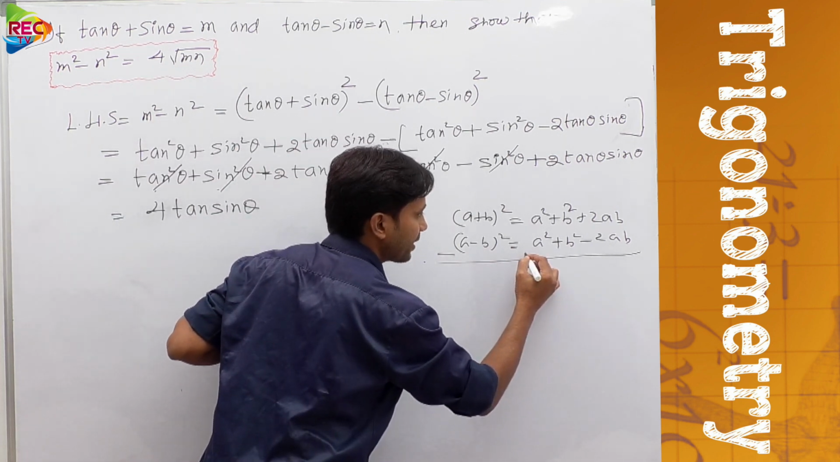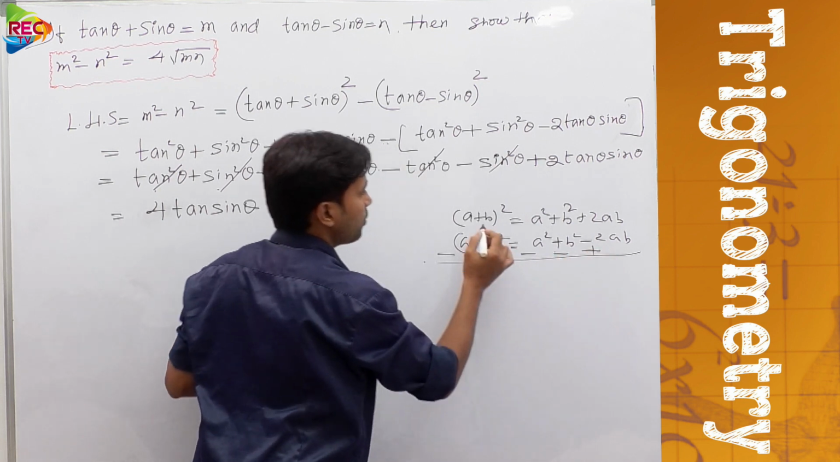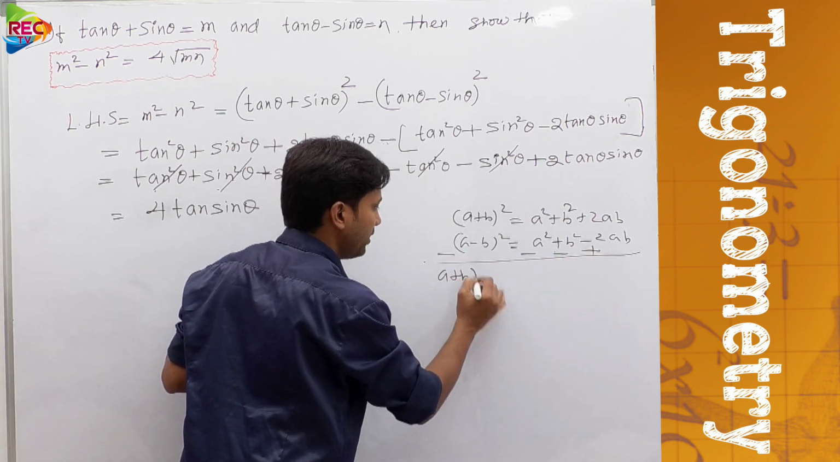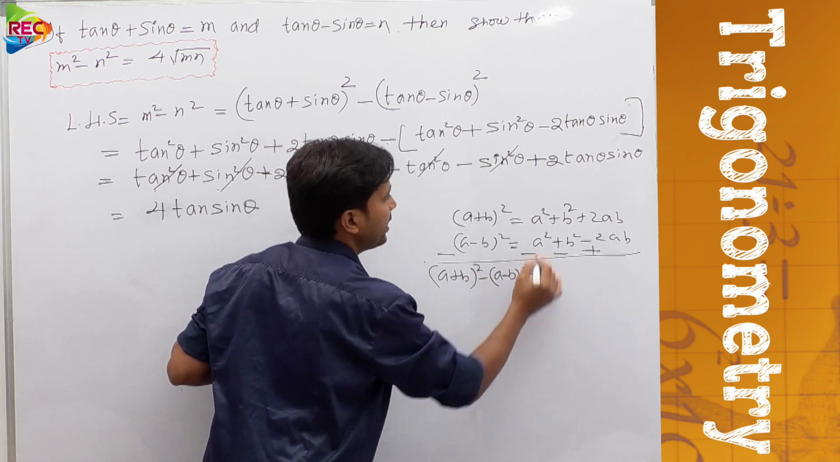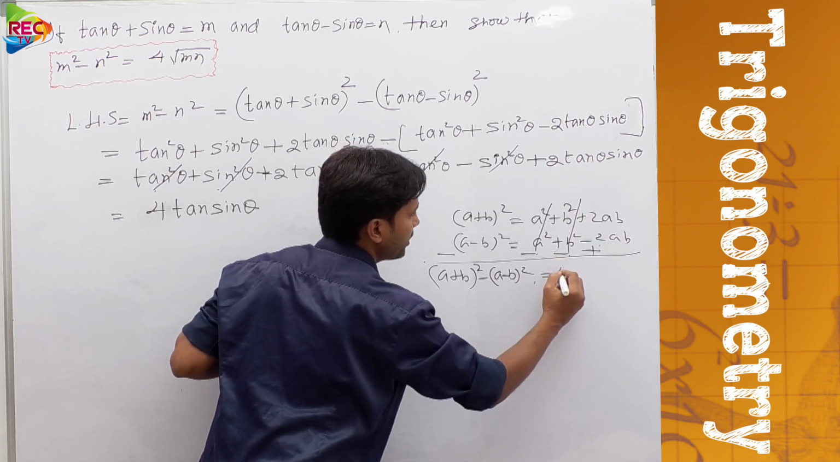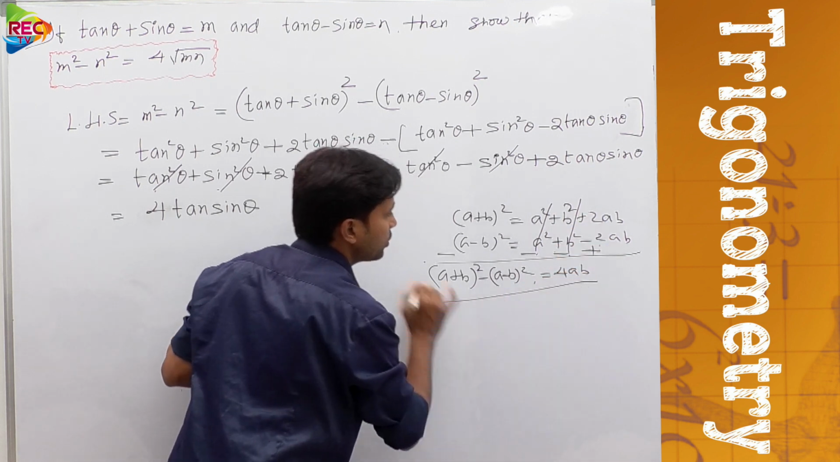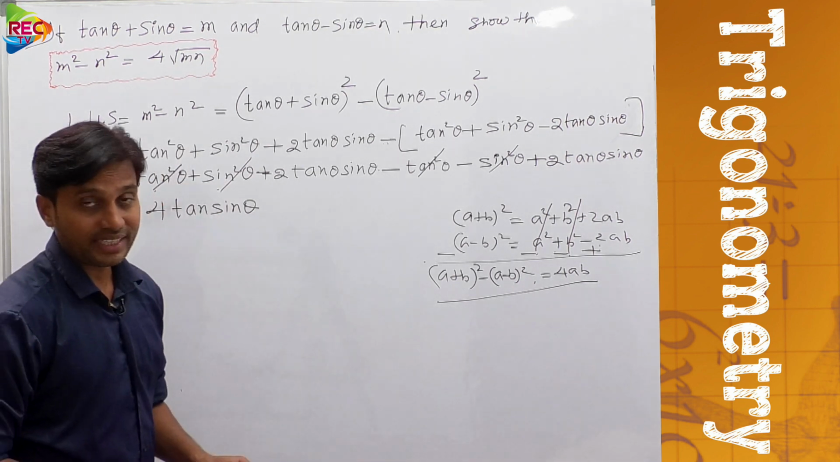So we need to subtract. While subtracting, symbols get changed here. So what happens? (a plus b) whole square minus (a minus b) whole square equals, a squares and b squares are cancelled, 2ab added together to get 4ab, right?